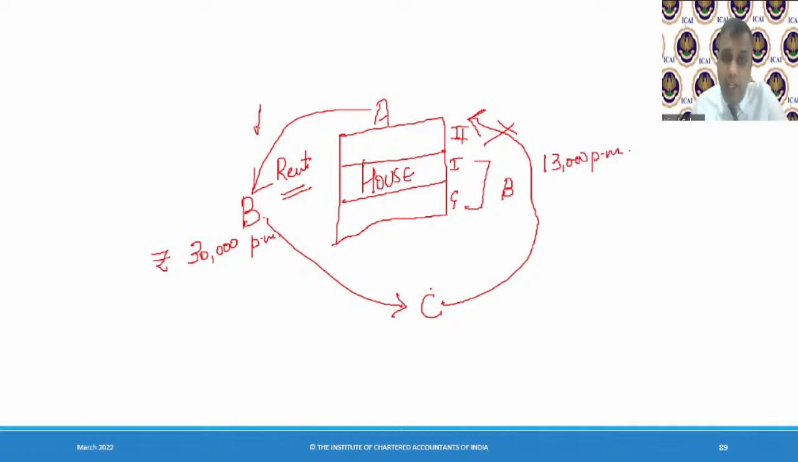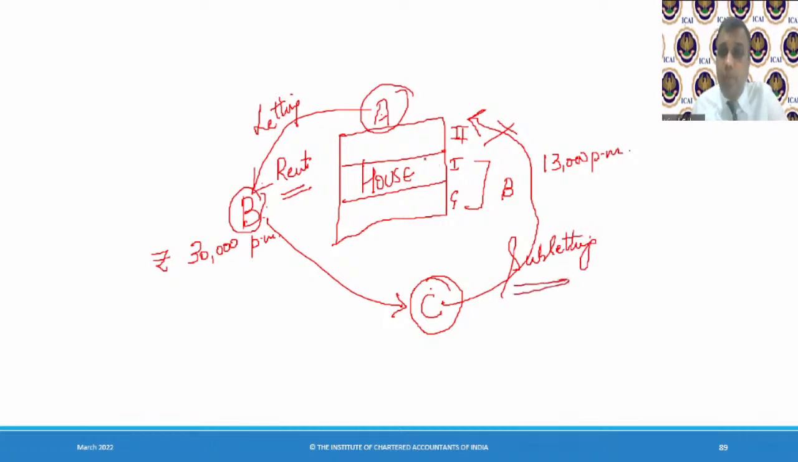So this is letting, the first occasion, because A is the owner and B is the tenant. Now when B is the tenant, he is giving rent for the whole building, and further he has sublet the building to C. This is called subletting.